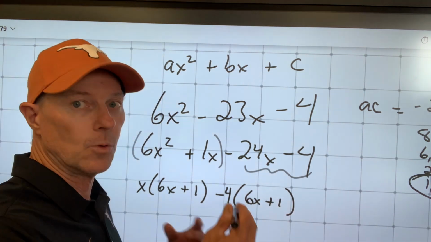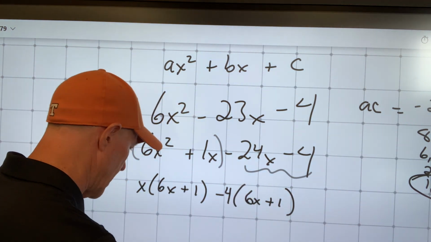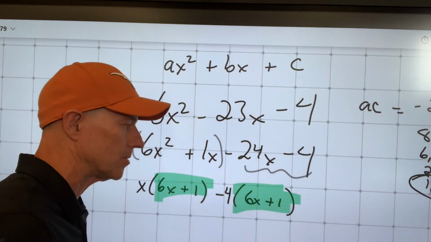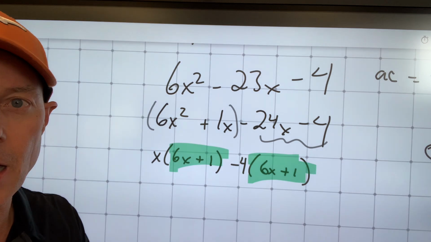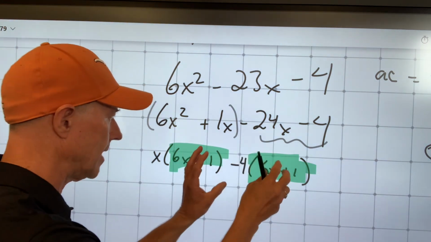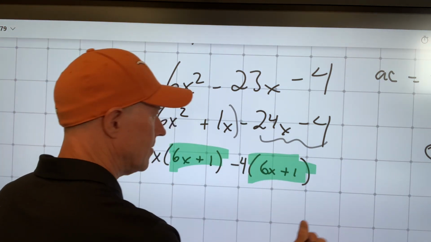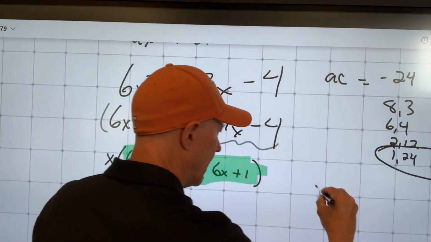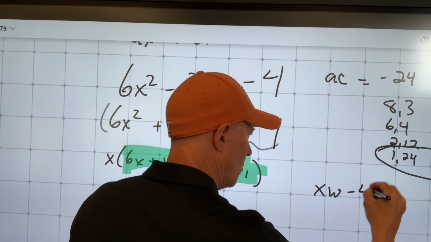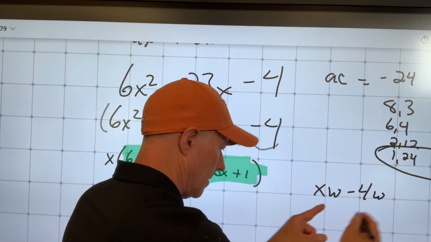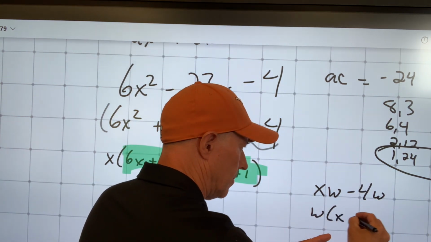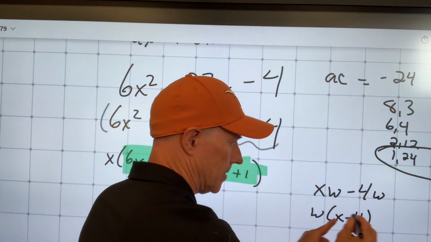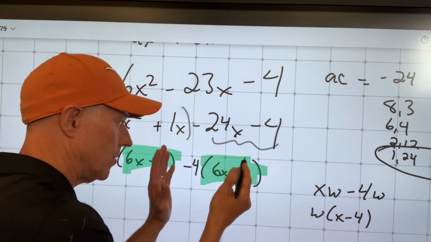This system works when you get the same thing here. Notice that 6x plus 1 and that 6x plus 1 are the same. So they're a common factor. And I'm going to take that common factor out. If this was, just think for a minute, if we had xw minus 4w, wouldn't you take this w out and it would be x minus 4? Because w times x is xw and w times negative 4 is negative 4w. We're doing the same thing.